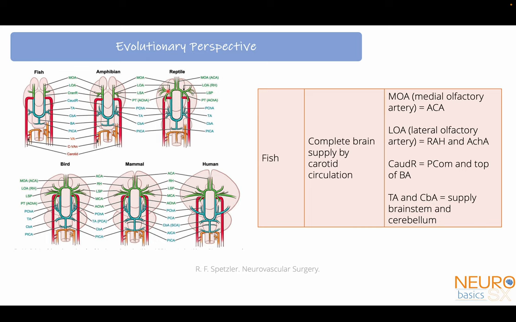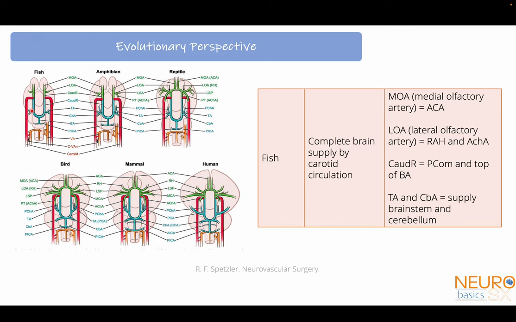So when we look at what happens with evolution, the fish has a simpler system. Here the entire brain is supplied only by the carotid circulation. There's no supply from the posterior or the vertebral artery circulation. They basically have a cranial ramus and a caudal ramus of the ICA. The cranial ramus gives rise to two arteries, the medial and the lateral olfactory artery. The medial olfactory artery is basically like a primitive ACA, and the lateral olfactory artery is basically like a primitive recurrent artery of Huebner and anterior caudal artery.